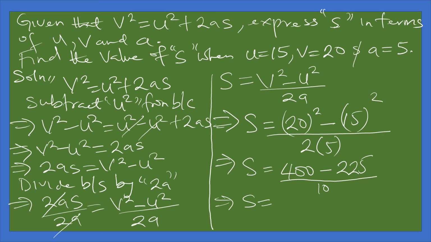Now from here, our S is going to be 400 minus 225, which gives 175, divided by 10. So 175 divided by 10 is 17.5. So our S is equal to 17.5. So this is the end of this section.